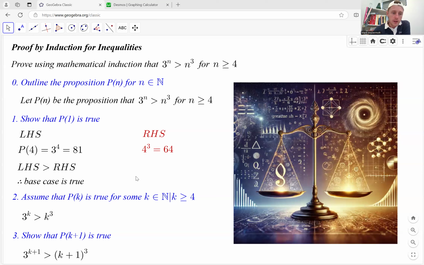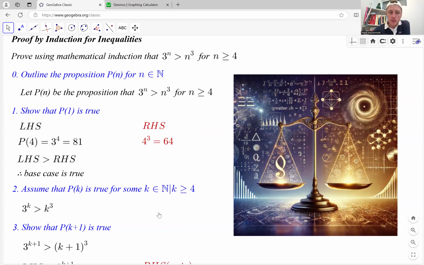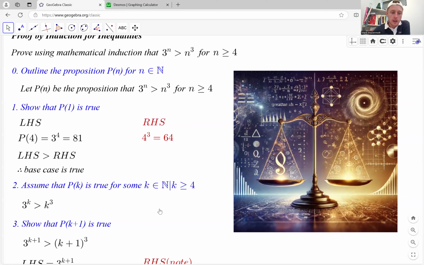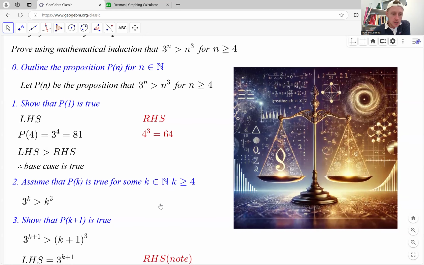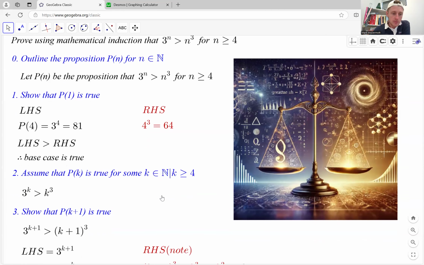Okay, then we move on to our next step, which is to assume that P of k is true, for some natural number k, but this time k has to be greater than or equal to 4. So basically that's just restating this. It's going to be 3 to the k is greater than k to the 3. And then what we need to do now, which is obviously the trickiest step, is show that P of k plus 1 is true. And this is the part I found a little bit challenging, but I think we can make some sense of it.